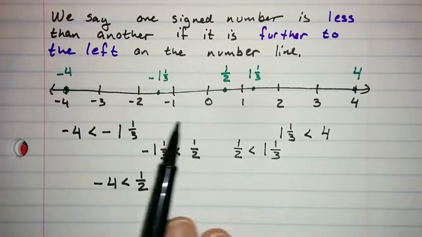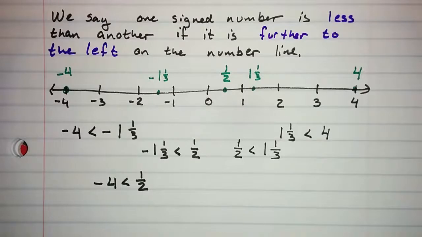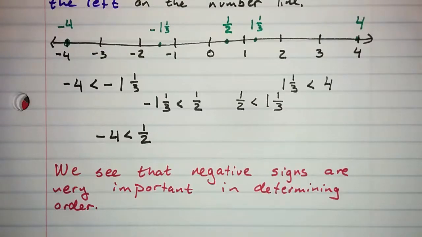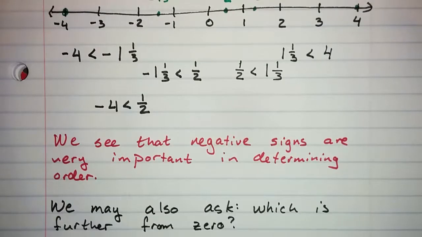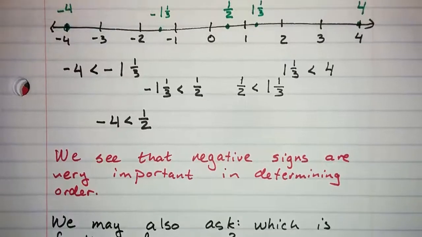A lot of these statements would be false if you ignored the negative signs. So negative signs are very important in determining order. Now there's another related idea that we will also sometimes be concerned with. Instead of asking which of two numbers is greater, we may ask which is further from 0. And to answer this question, we will ignore the sign.